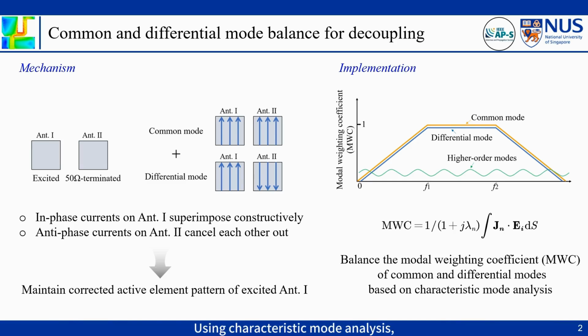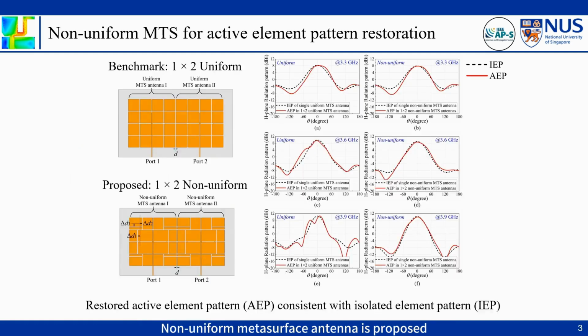Using characteristic mode analysis, the modal weighting coefficients are employed to quantify the contribution of each mode to radiation. By maintaining a balanced weighting between the common and differential modes over a broad bandwidth, broadband radiation pattern restoration can be realized. A non-uniform metasurface antenna is proposed by introducing horizontal offsets of the non-radiating gaps and vertical offsets of the additionally introduced radiating gaps to balance the common and differential modes, thereby validating the proposed broadband radiation pattern restoration mechanism.